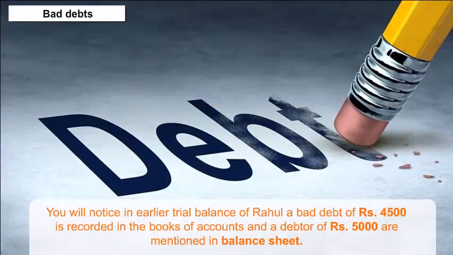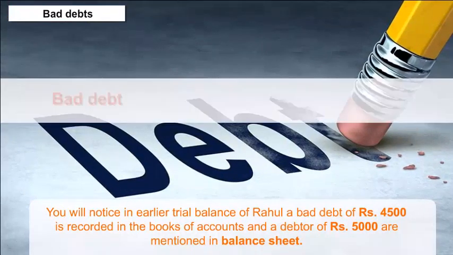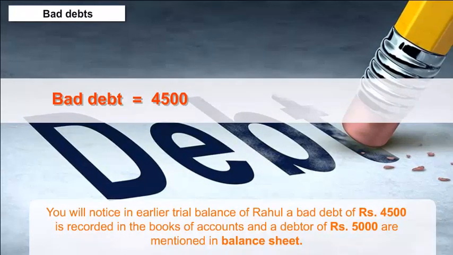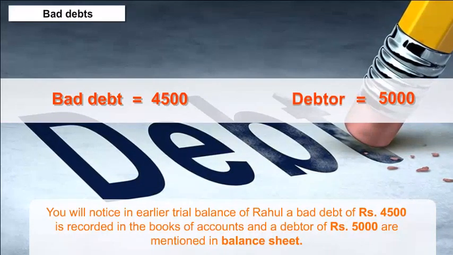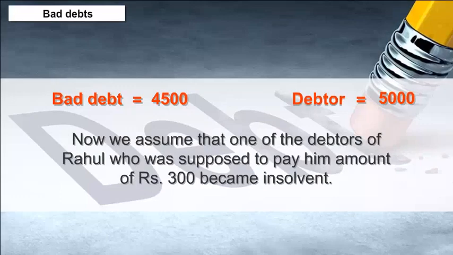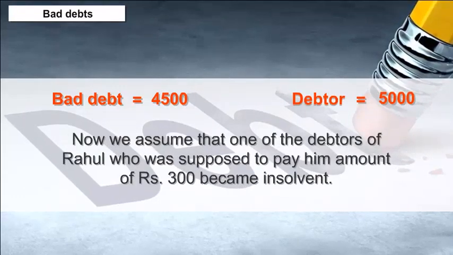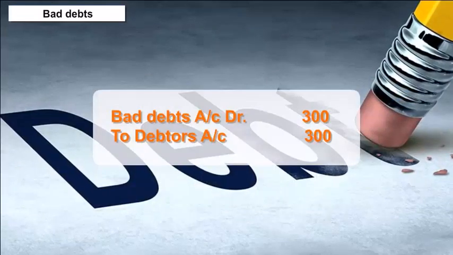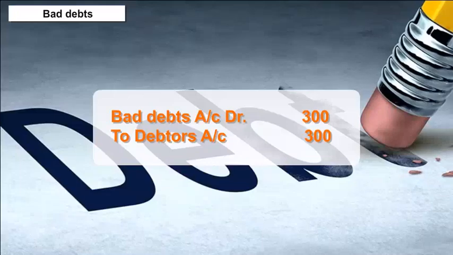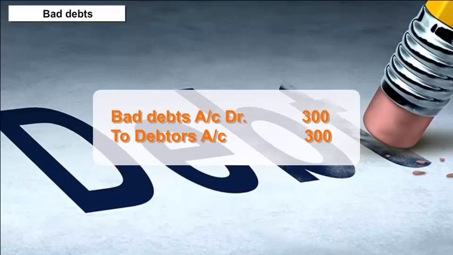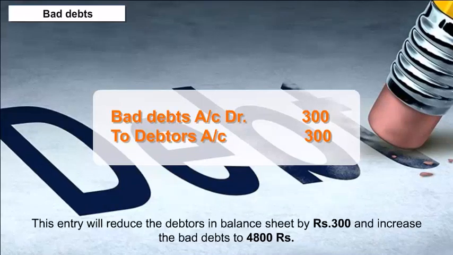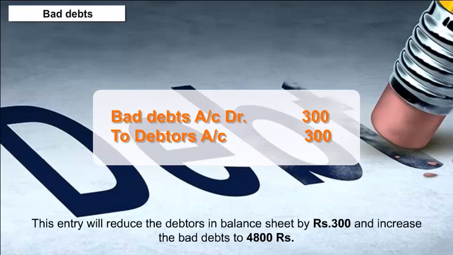You will notice in the earlier trial balance of Rahul, a bad debt of 4,500 rupees is recorded in the books of accounts and debtors of 5,000 rupees are mentioned in the balance sheet. Now we assume that one of the debtors of Rahul who was supposed to pay him the amount of 300 rupees became insolvent. So the adjustment entry for the same will be done as follows. Bad debt account debited 300 to debtors account 300. This entry will reduce the debtors in the balance sheet by rupees 300 and increase the bad debts to 4,800 rupees.